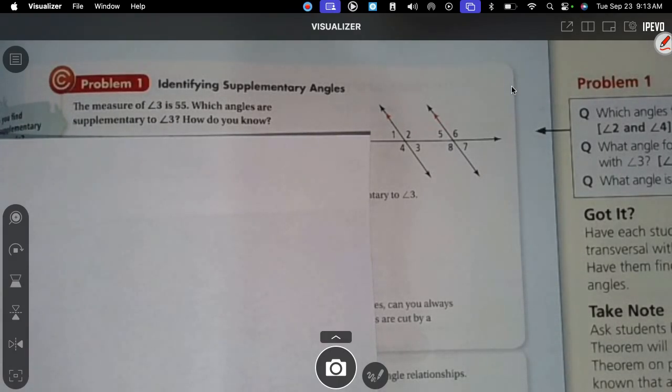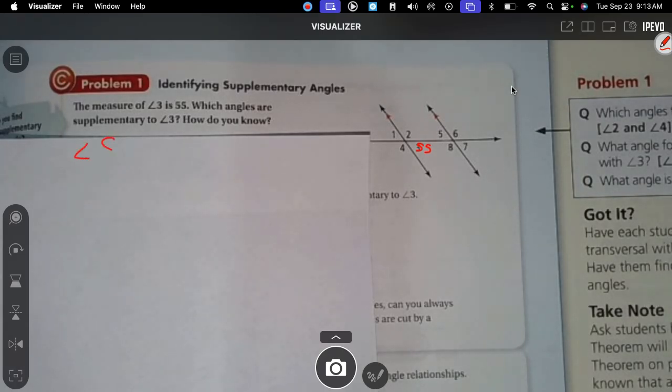All right, it tells us, let's read it, that angle 3 is 55. Which angles are supplementary to angle 3? So if angle 3, I'm going to write that, is 55. Okay, what does supplementary mean? It adds to 180. So what did we just learn? What angle will be supplementary to angle 3? Angle 8, because those are same side interior angles. What do we know about same side interior angles? They add to 180. So angle 8.